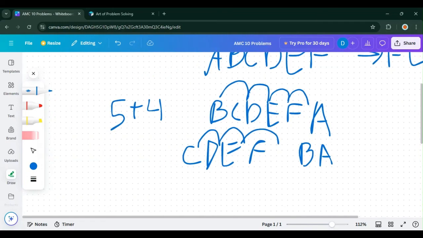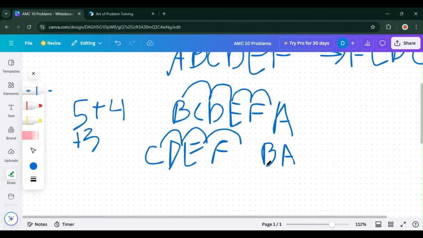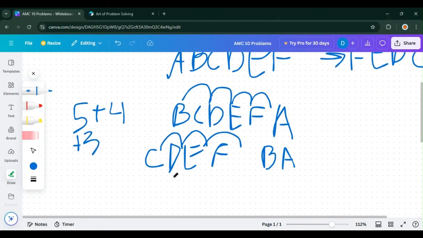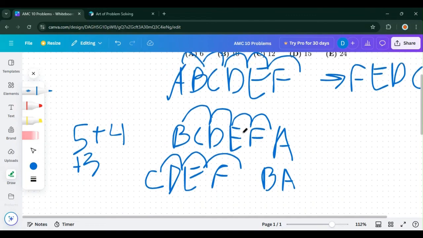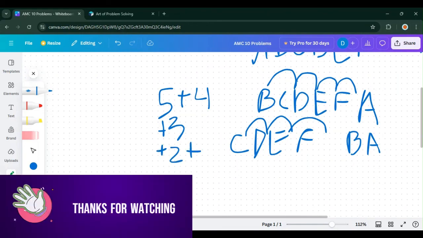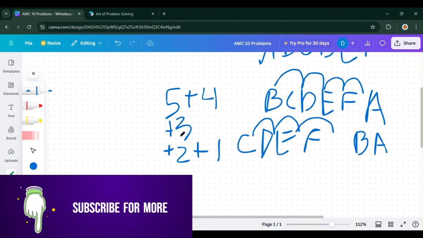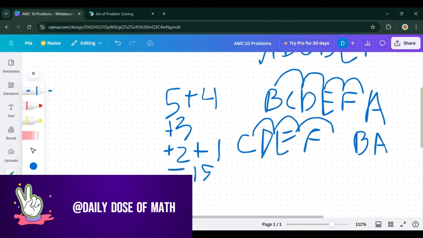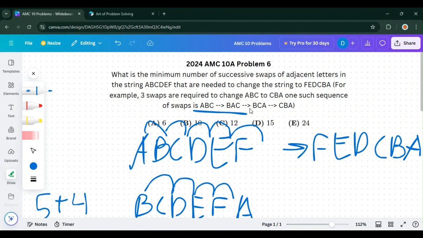So that's 3 moves. And then we can keep on going for all the subsequent terms, D, E, and F, and then we get the answer. We get the answer 15. So the answer to this problem is D.